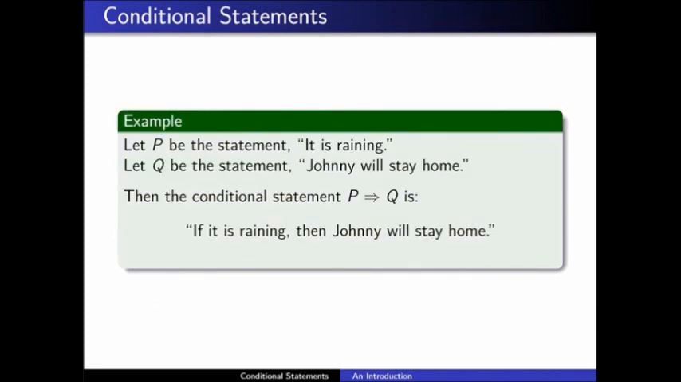Let's consider the following example. Suppose P is the phrase, "It is raining." Let Q be the phrase, "Johnny will stay home." Then the conditional statement is, if it is raining, then Johnny will stay home. The only time this is false is if it is raining and Johnny does not stay home. Certainly it is true if it is raining and Johnny does stay home. However, if it is not raining, then it does not matter what Johnny does. The statement will still be true.